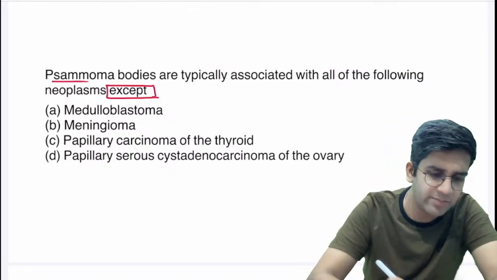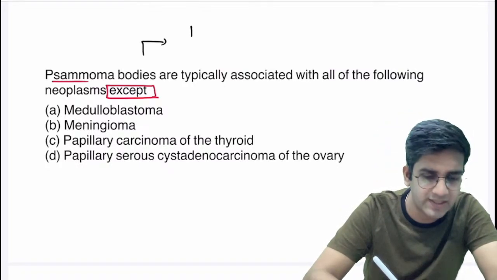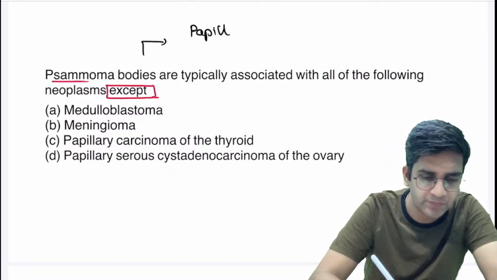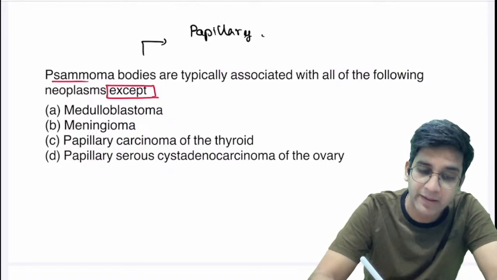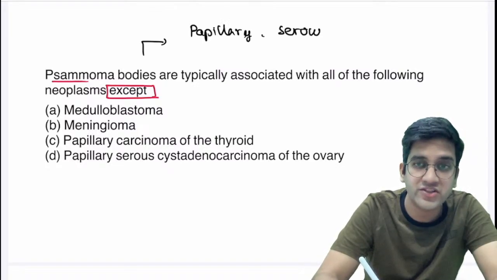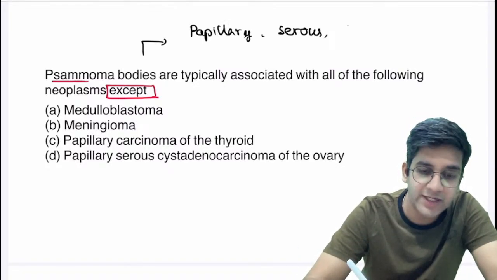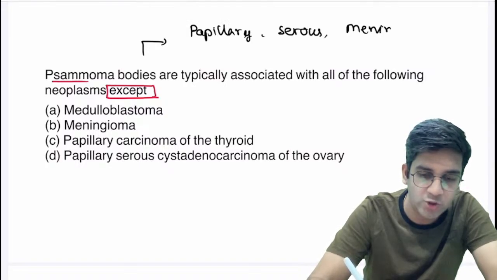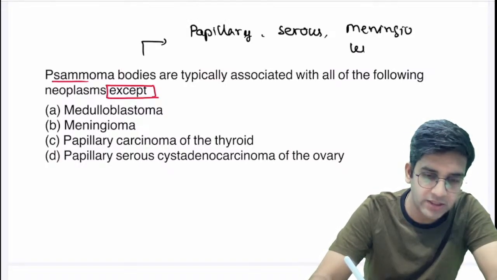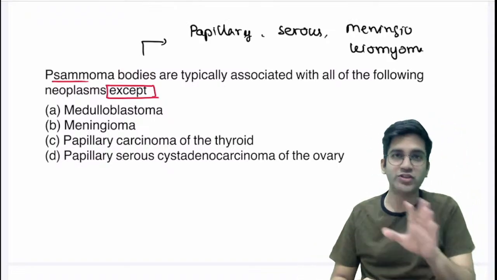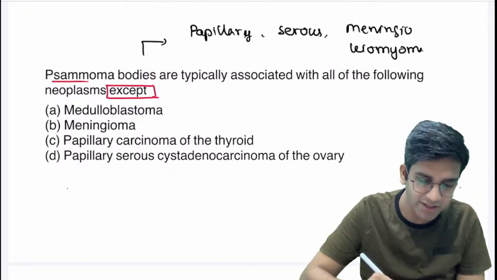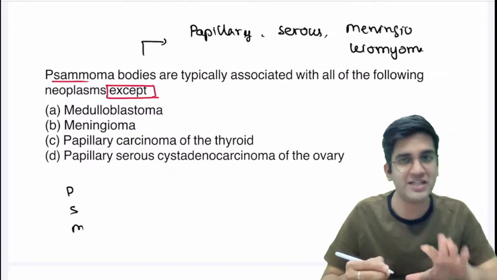Psammoma bodies are typically situated in two tumors. One is papillary tumors. Anything with papillae, anything which is serous in the name will have psammoma bodies, and your meningioma and leiomyoma will have psammoma bodies, right? These are the classical ones with psammoma bodies. If you want to go with the mnemonic, I am completely fine with it. Whatever makes you happy, that's your PSM square.